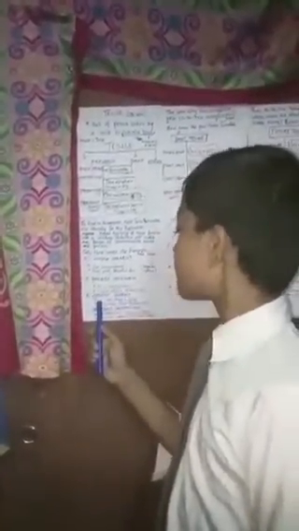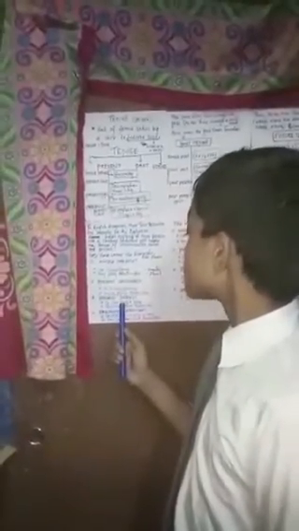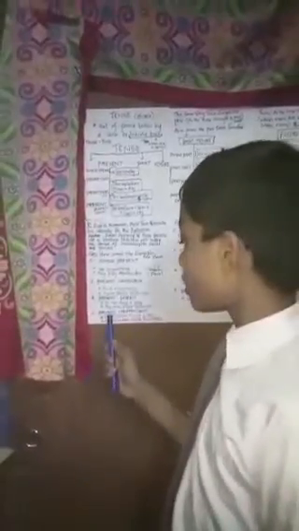Third, present perfect. First example, he has sung a song. Second, they have played badminton. Fourth, present perfect continuous. Guys, you get it? He has been singing a song. They have been playing badminton.